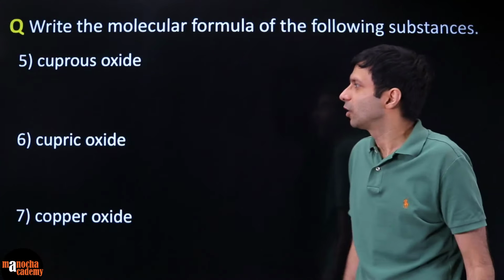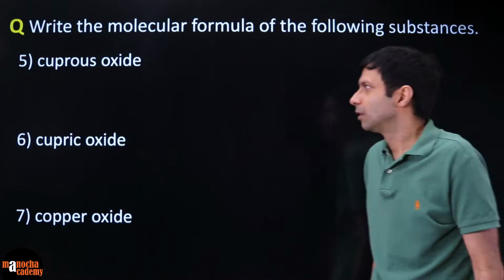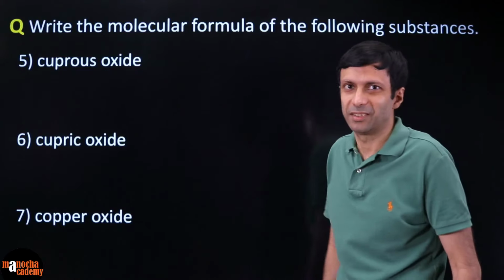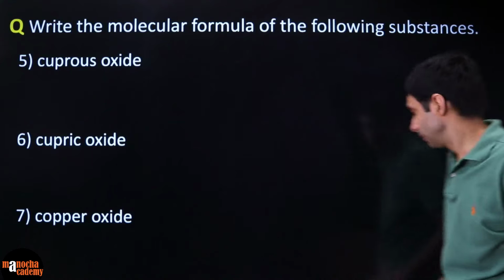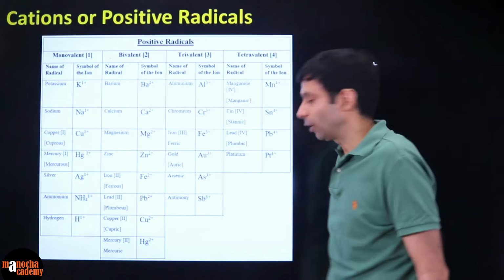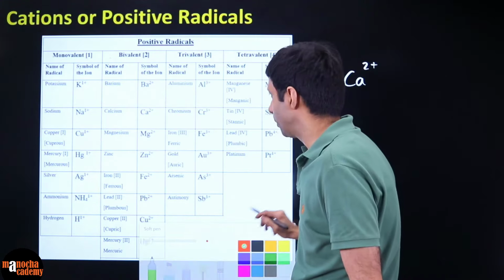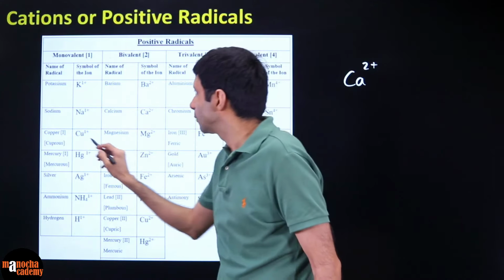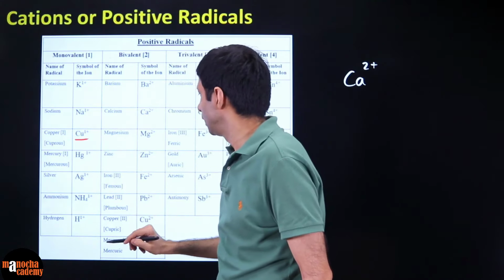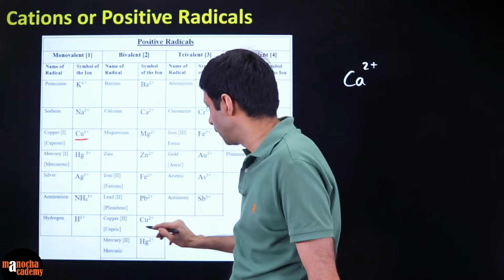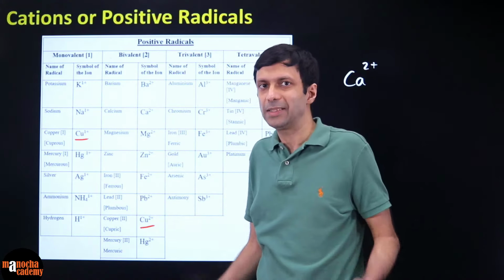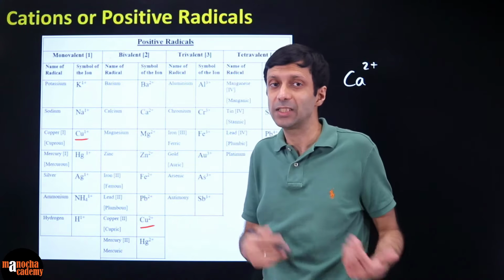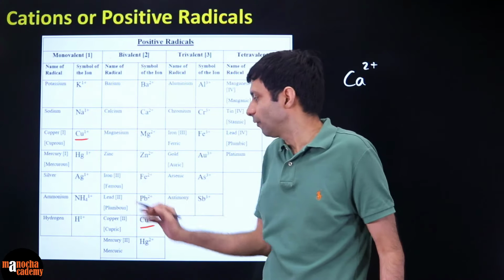Let's try another one. Cuprous oxide, and then there is cupric oxide. Copper is one element which has multiple valencies. If you take a look here, where is copper in this list? Copper has valency 1 and copper has valency 2. Always, cuprous, the ous, means lower valency, and ic means higher, like ferrous, ferric. So valency 1, valency 2.